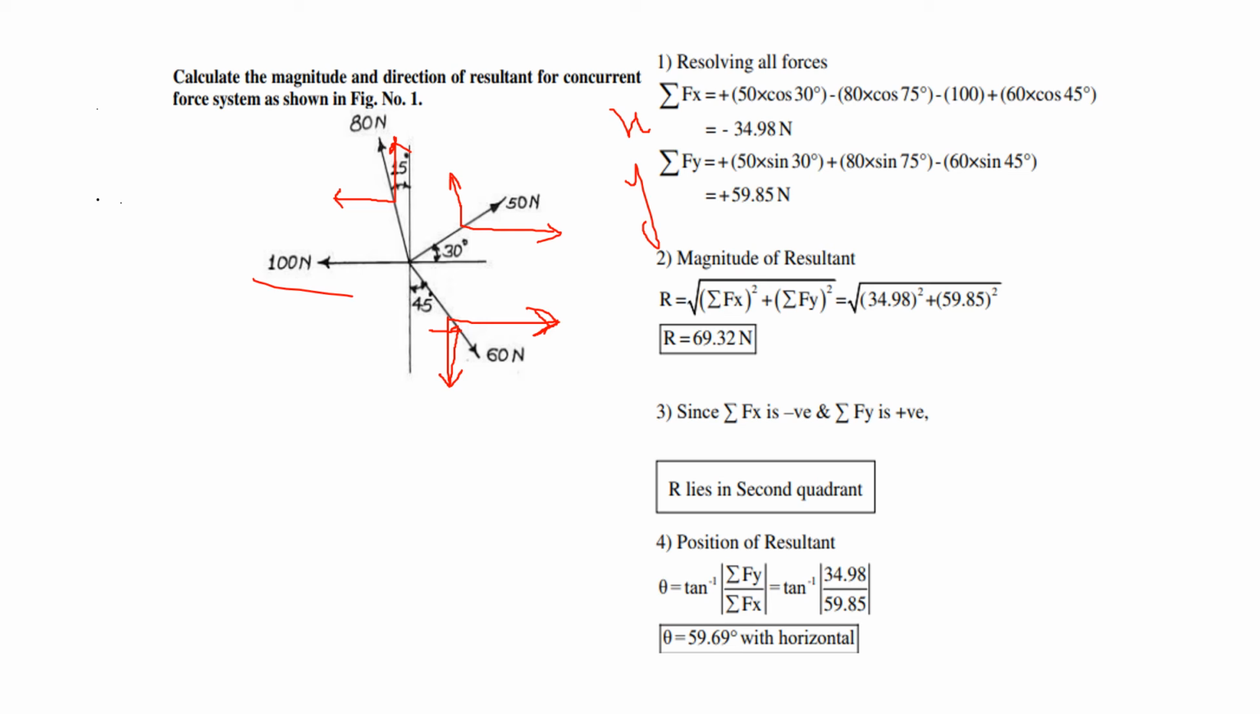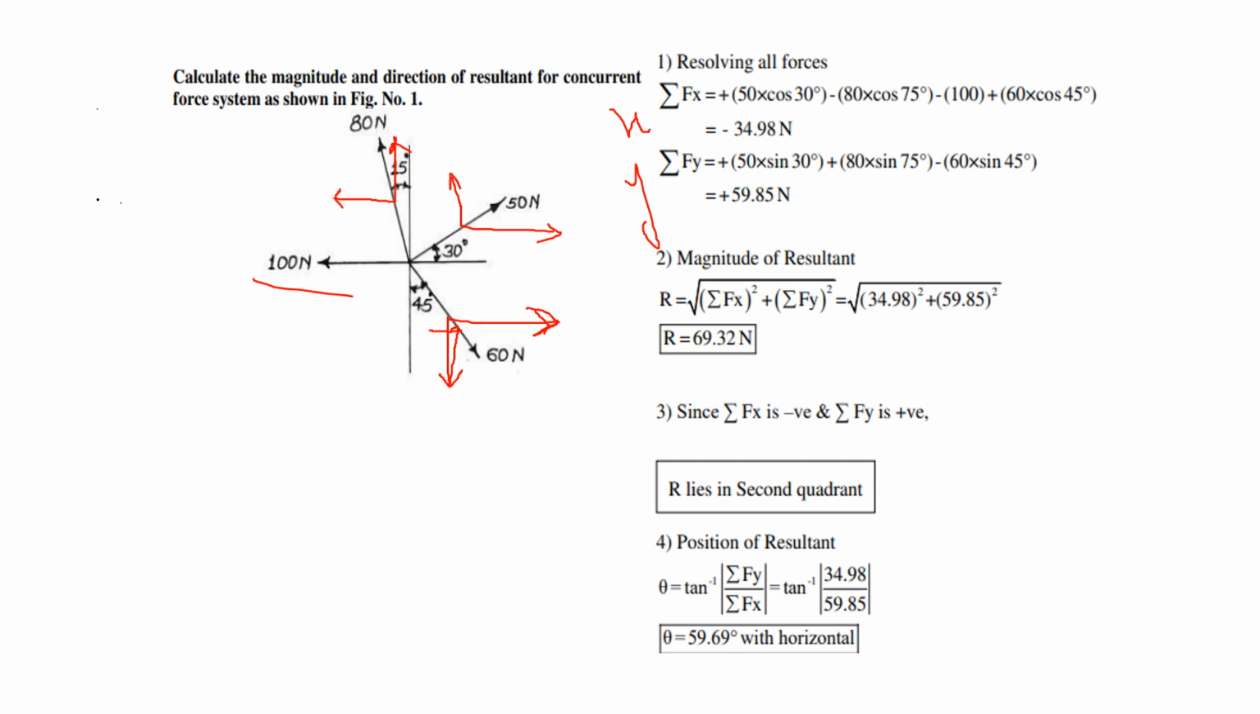Then similarly we will find summation Fy. This 50 has upward direction, so it will be positive, so plus 50 sine 30 plus 80 sine 75. This 80 also has upward direction, but this 60 y component has downward direction, so it is negative. So minus 60 sine 45, and summation Fy will be 59.85 Newton.